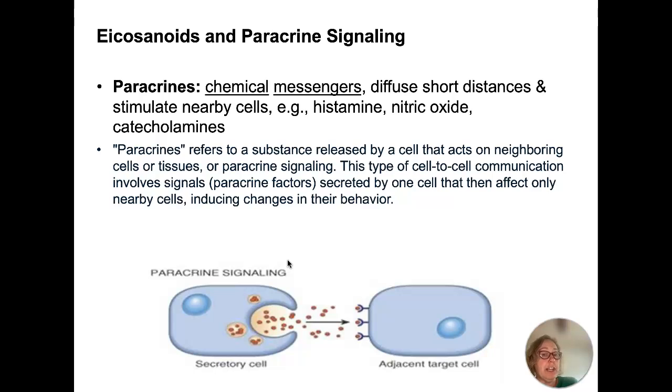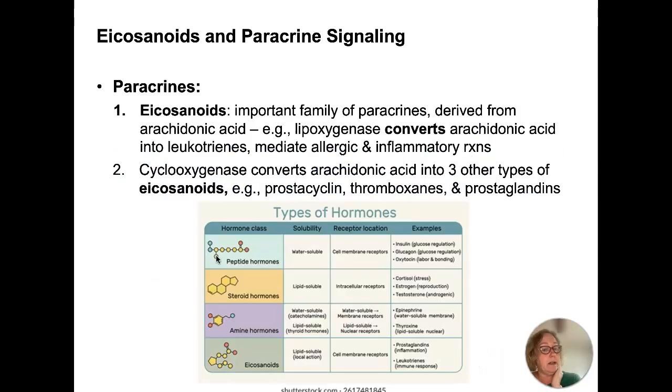Let's talk about paracrines. Paracrines are chemical messengers. They diffuse short distances and stimulate nearby cells. Histamines, nitric oxide. Okay, so we're going to have 3 of these, okay? Paracrine signaling. This is to an adjacent cell. This is not when we are talking about the blood. This is like to the one next door. So paracrines are very short. They're going from one to another.